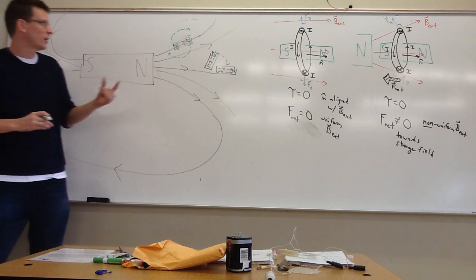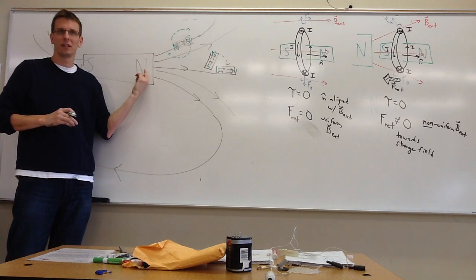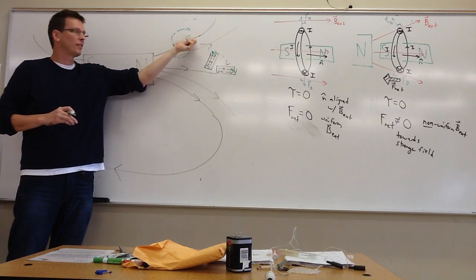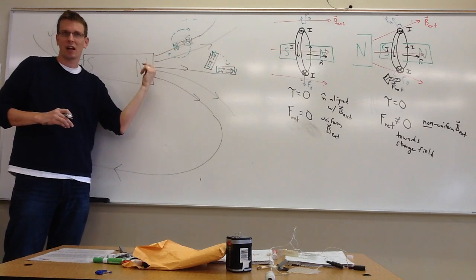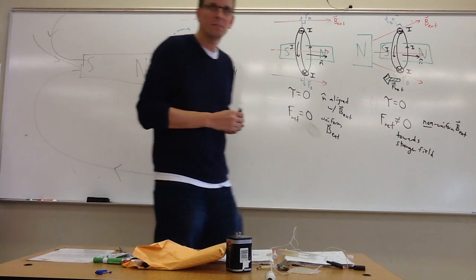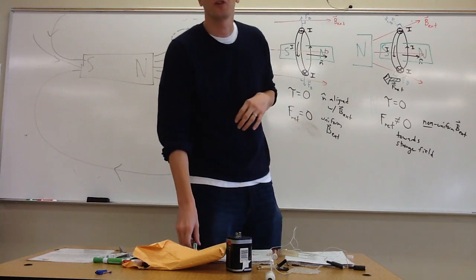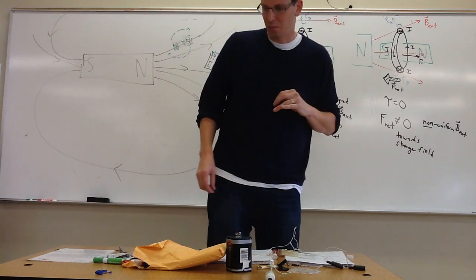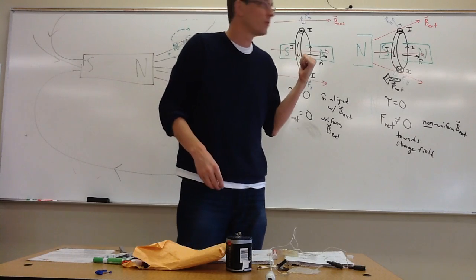That, of course, is why north repels north, right? So north repels north, so that it realigns so that the south and north are next to each other, and then they attract because of the non-uniformity of the field. Okay? That's why magnetic poles attract. Okay? It's the same behavior as in current loops. Okay?